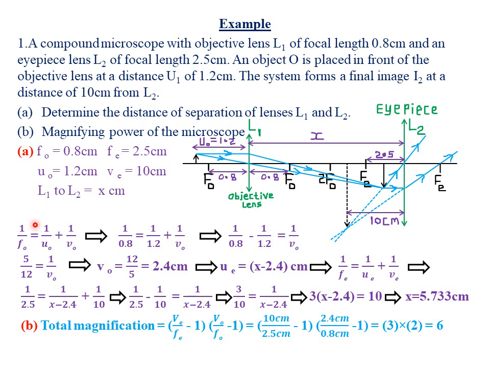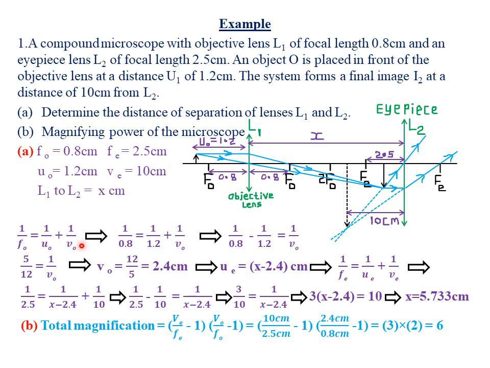From the lens formula, which states that 1 over f equals 1 over u plus 1 over v, for the case of the objective lens, 1 over f0, where f0 is the focal length of the objective lens, should be equal to 1 over u0, the object distance of the objective lens, plus 1 over v0, the image distance of the objective lens.